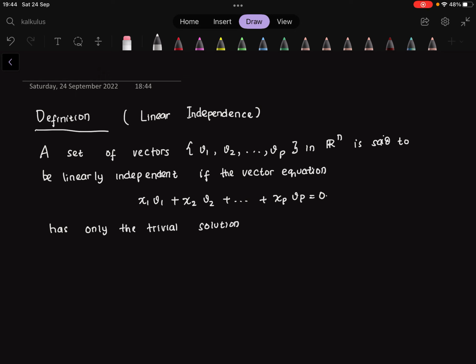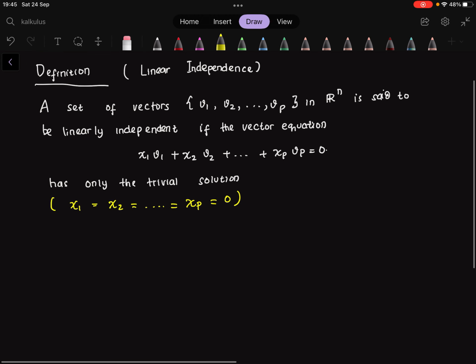So what is a trivial solution? A trivial solution here means x1 equal to 0, x2 equal to 0, and so on until xp equal to 0. So all x equal to 0. So this is the meaning of trivial solution.